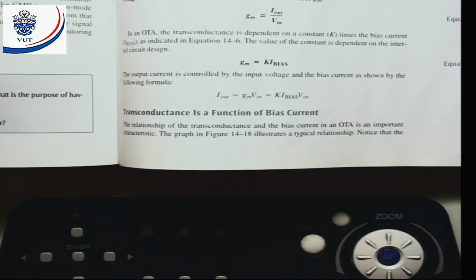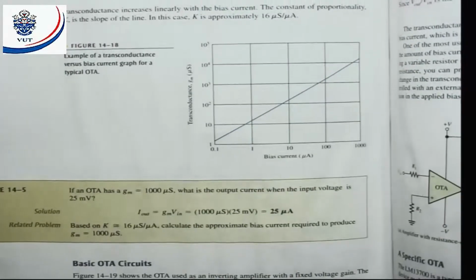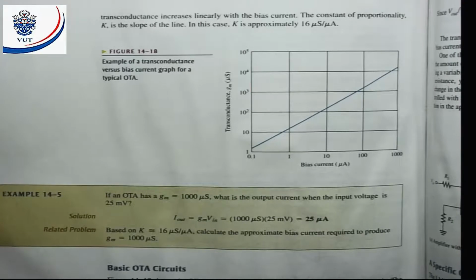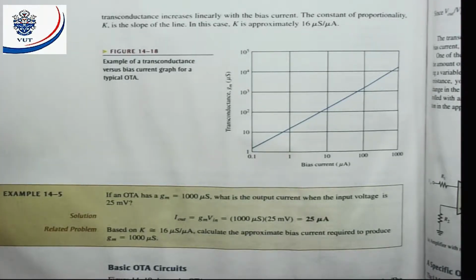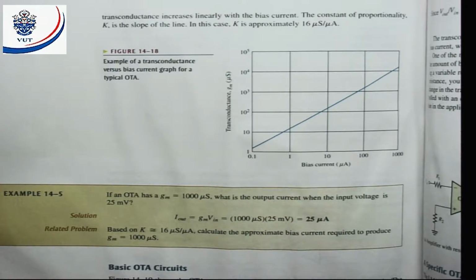Right, now we're going to look at that constant value. They say the relationship of the transconductance and the bias current in an OTA is an important characteristic. The graph in figure 14.18 illustrates a typical relationship. Notice that the transconductance increases linearly with the bias current. The constant of proportionality is the slope of the line. In this case, K is approximately 16 microsiemens per microamp. You can see as my bias current increases, my transconductance also increases linearly.